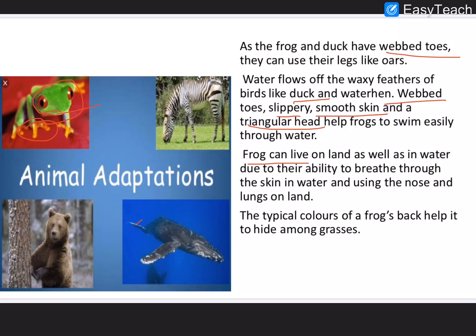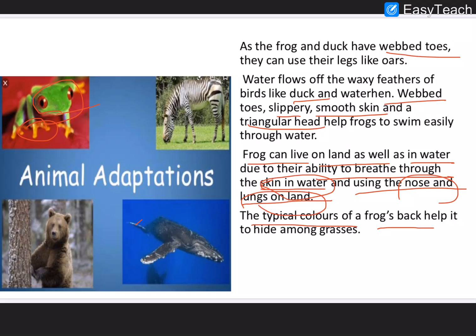And also the frog can live on land as well as in water due to their ability to breathe through their skin in water. So underwater, frogs breathe through their skin. And using the nose and lungs they breathe on land. So frogs live on land as well as in water. In water they breathe using their skin, and on land they use their nose and lungs.